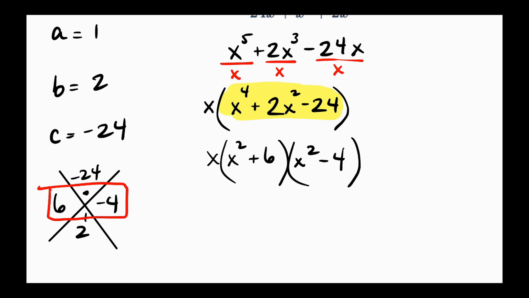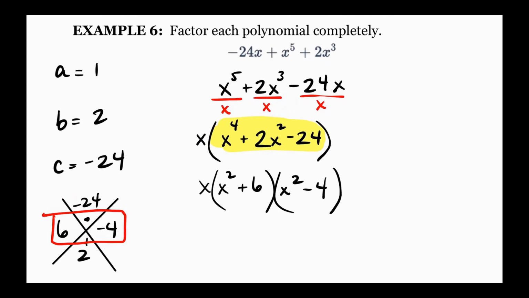It was a trinomial, so I followed the trinomial steps. At the very beginning, I saw, hey, this is out of order. This x to the 5th needs to be in front. This negative 24x needs to be at the end. So I kept their signs. And then once I did that, I saw, hey, they all have a power of x I can take away. That was my GCF here.